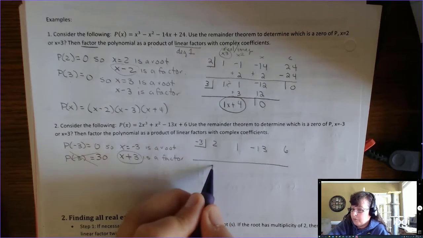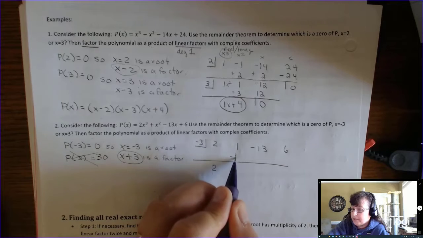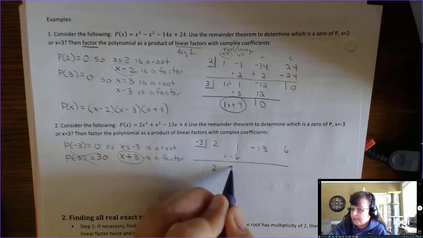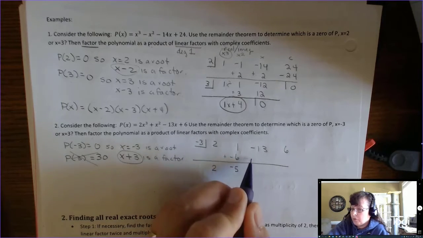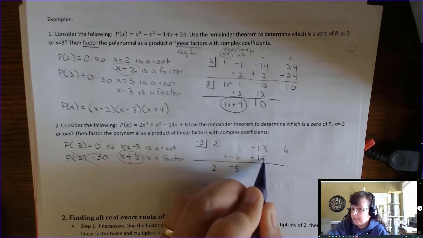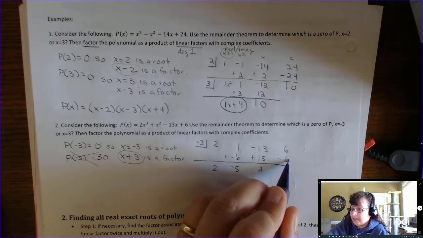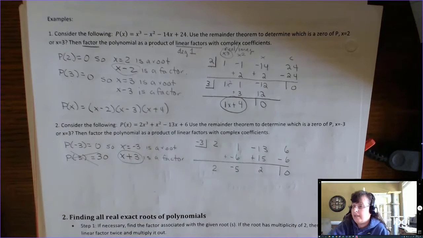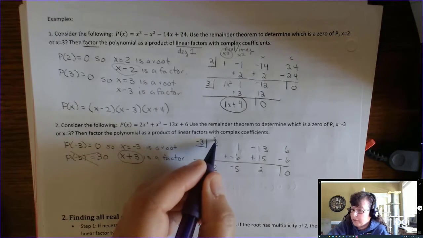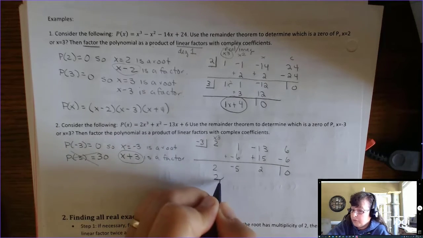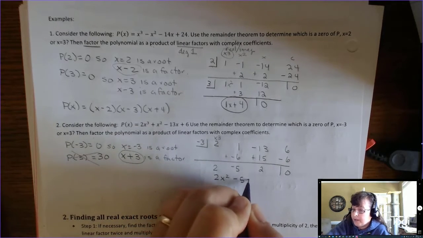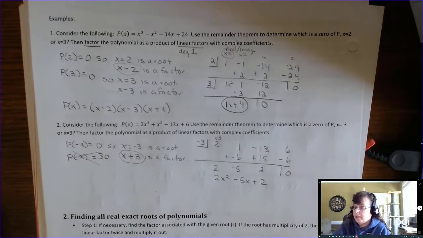And 2 goes down, then multiply, so that's negative 6, and then you add, so that's negative 5, and then you multiply, so that's positive 15. So then you add, and that's 2, and then you multiply, that's negative 6, and the remainder should be and is 0. So what we have here, it started out x cubed, this is 2x squared minus 5x plus 2.